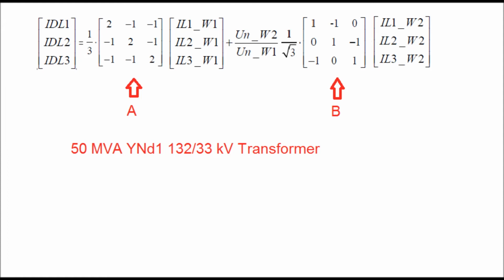And again the B matrix, for phase matching due to the phase shift between the HV side and LV side current, is shown in the equation. UN-W2 and UN-W1: UN-W2 is 33 and UN-W1 is 132.